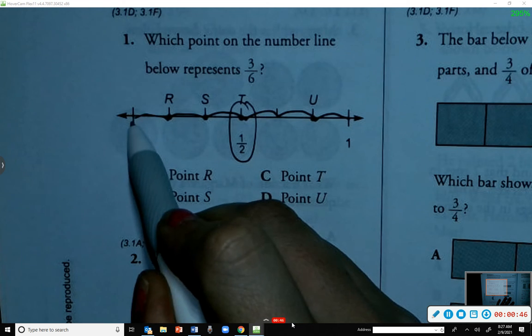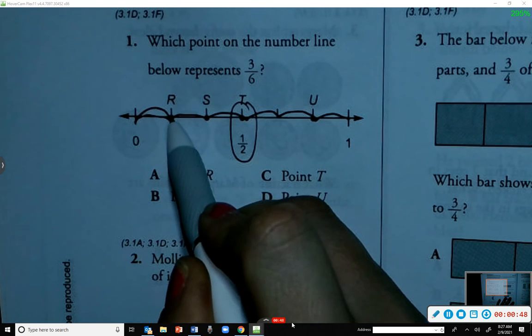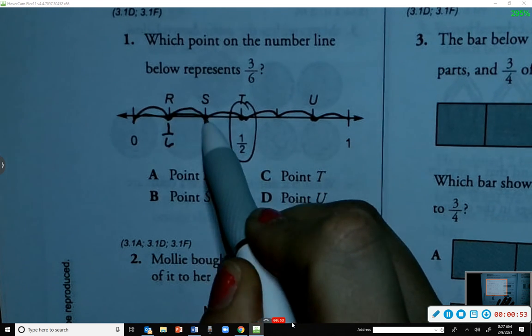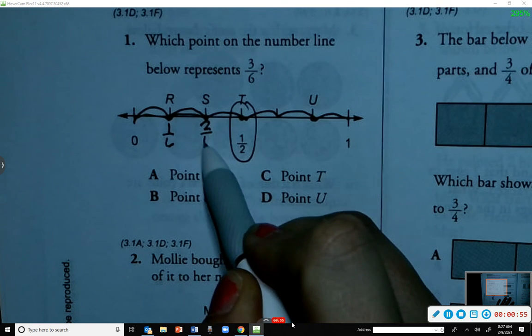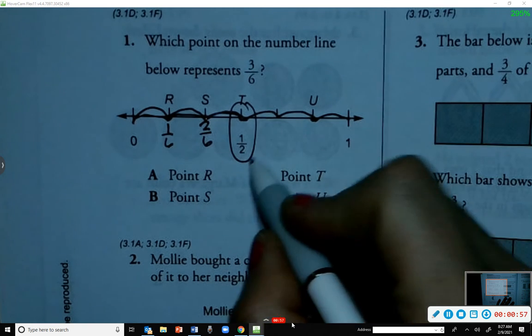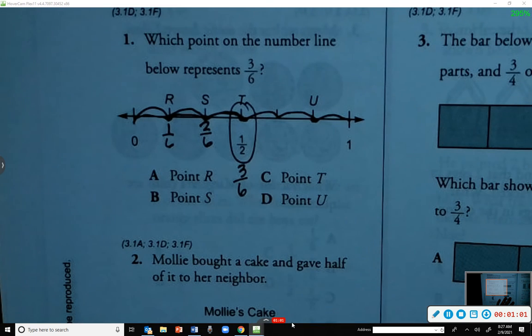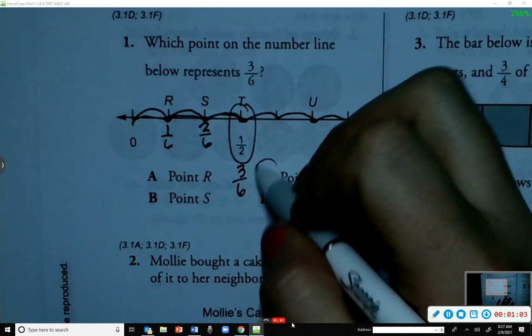Good. So there's 1, 2, 3, 4, 5, 6. Okay? So this first jump would be 1/6. Good. S would be 2/6. And then 3/6. Good. So 3/6 and 1/2 are at the same spot. So point T was your answer.